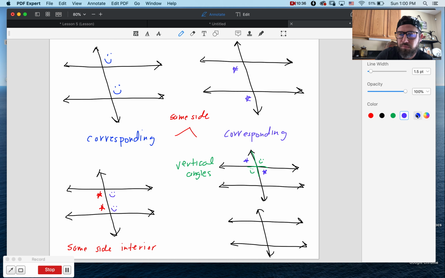And the last one is adjacent. Adjacent just means next to. They're side by side, right? So this guy could be adjacent and this guy could be adjacent. You see how they're side by side? This guy could be adjacent and this guy can be adjacent because they're just next to each other. Adjacent means next to.